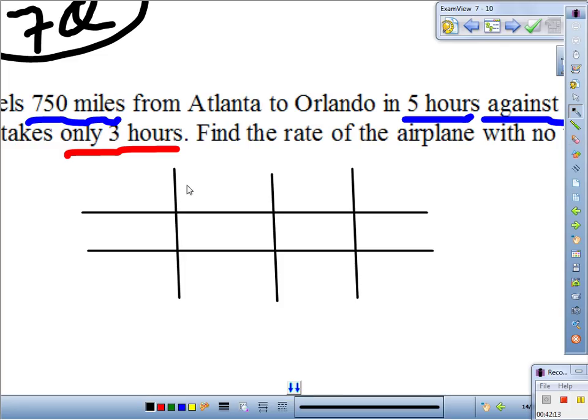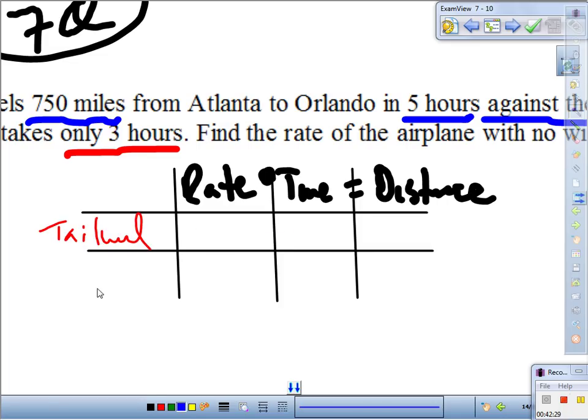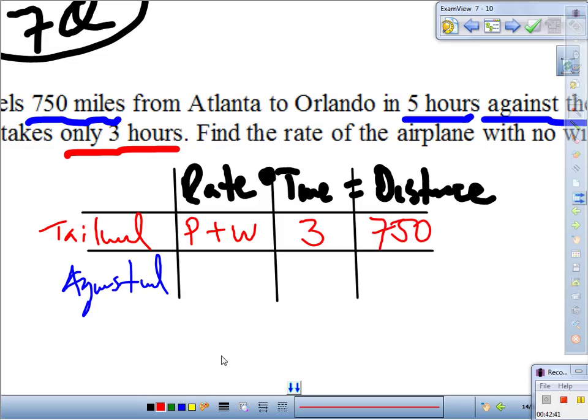Then you wrote rate times time equals distance. What else? Tailwind, against wind. For the tailwind, you wrote P plus W. Tailwind was 3, and the distance was 750. Against the wind, you wrote P minus W, 5 hours, 750. Hands up if you got it to right there.